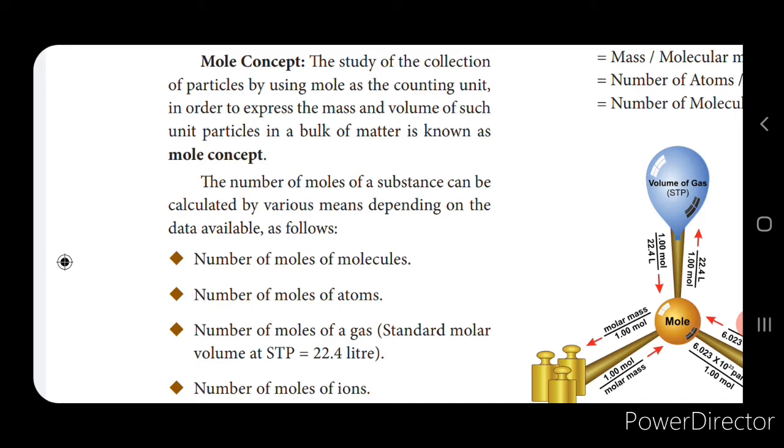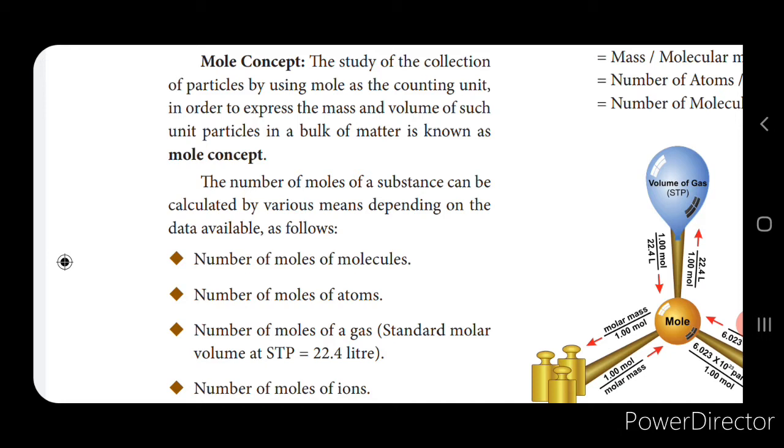Now we are dealing with the mass of any substance in terms of particles using a unit called mole, isn't it? So the study of collection of the particles using the unit mole is called the mole concept. And this number of moles can be expressed in terms of moles of molecules, in terms of atoms, in terms of gas, or in terms of number of ions.